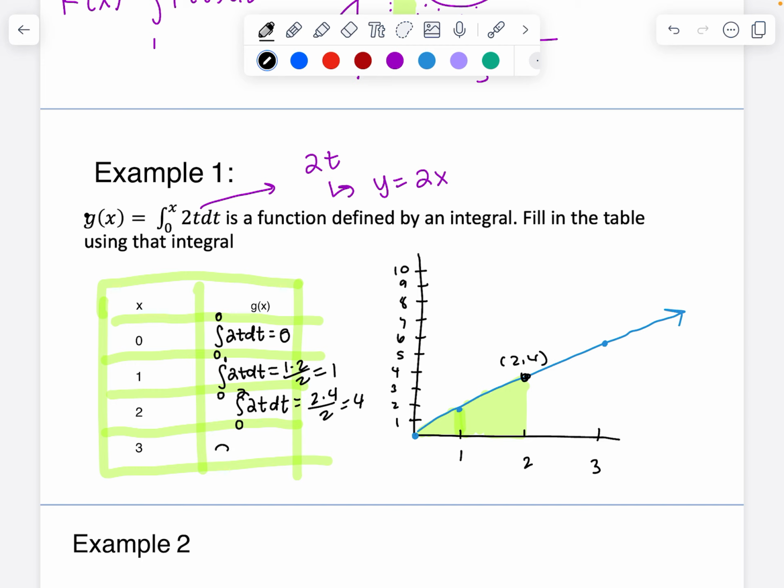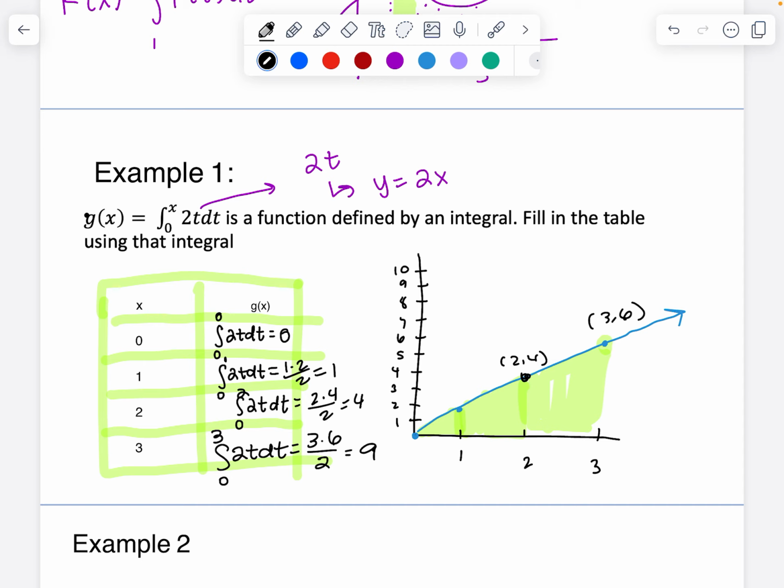Last one, if you guys want to try it on your own, you can, but 0 to 3 of 2t dt, adding some more area in. This boundary point right here is 6, so this is 3, 6. So it is 3 times 6 divided by 2, and that equals 9. And you could keep going, but hopefully you can see now that when you're defining a function using an integral, you're basically just finding different areas under the curve at different boundary points.